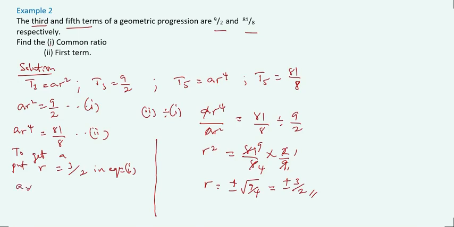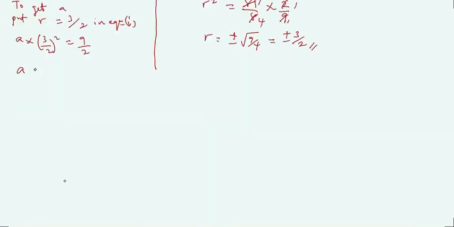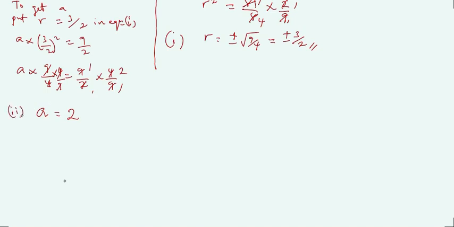So A times 3 over 2 squared is equal to 9 over 2. So we have A times 9 over 4 equals 9 over 2. You multiply both sides by the reciprocal of 9 over 4, so times 4 over 9. This cancels this, since we need only A on this side. So 2 over 1, 9 over 9 cancels, A is equal to 2. So this is our common ratio, and this is our first term.